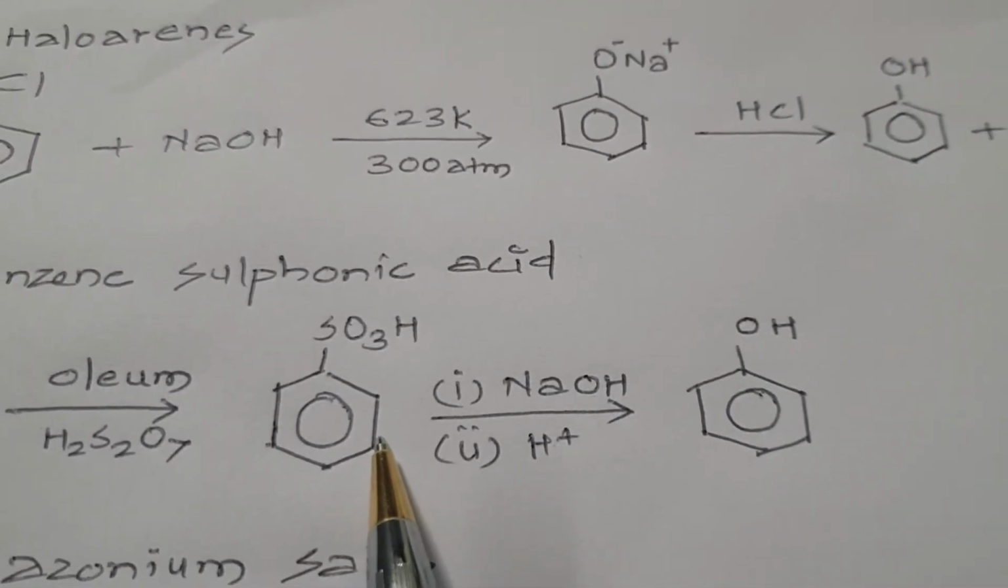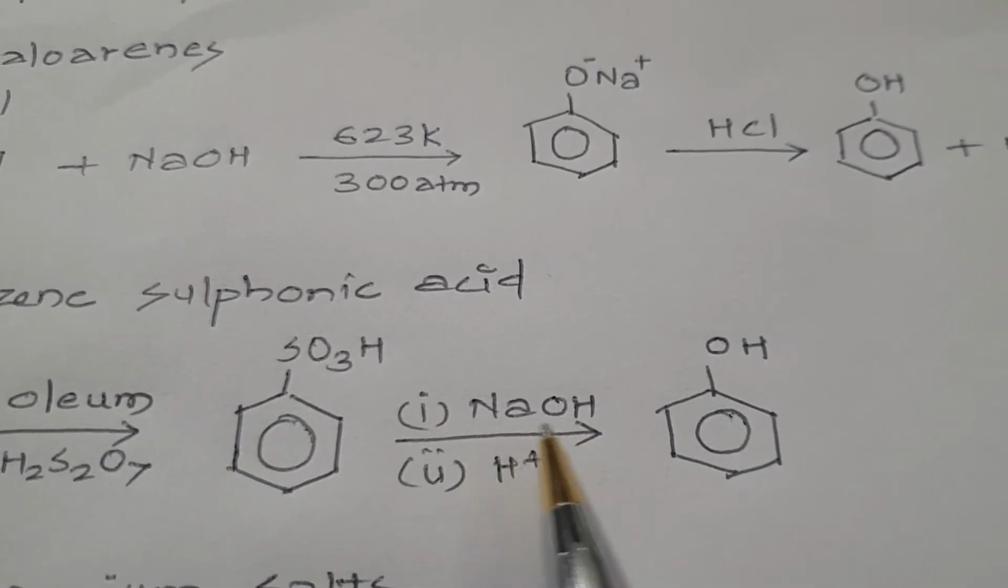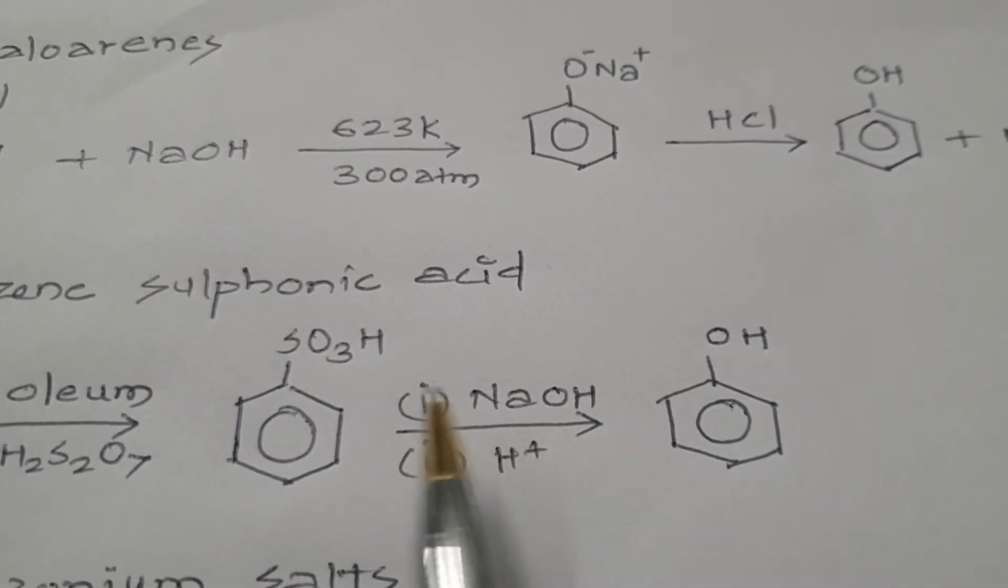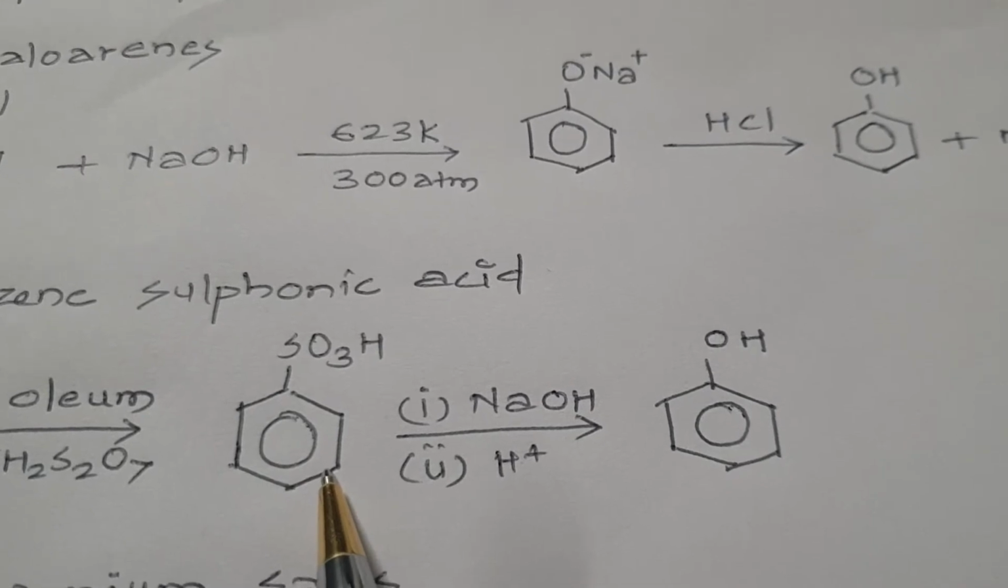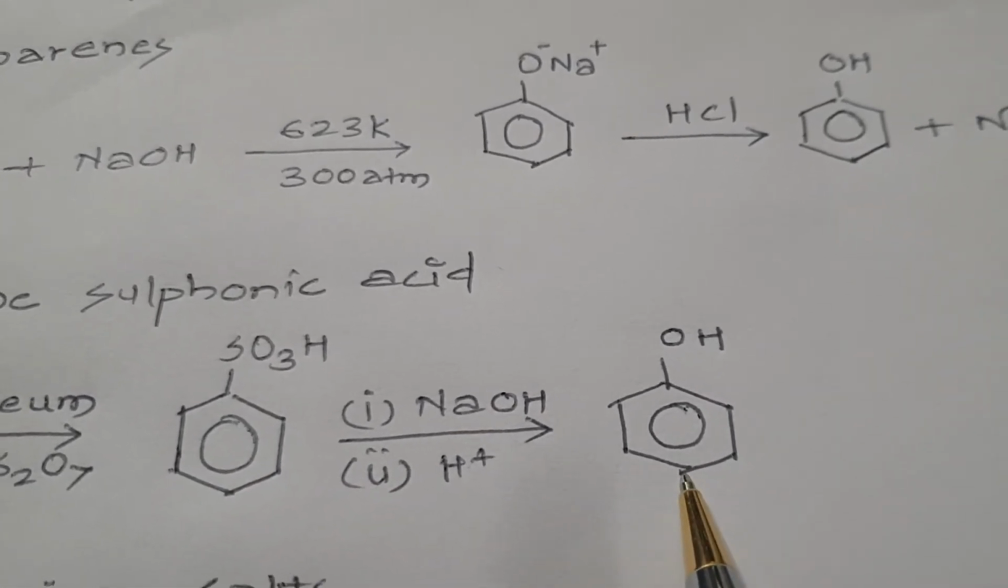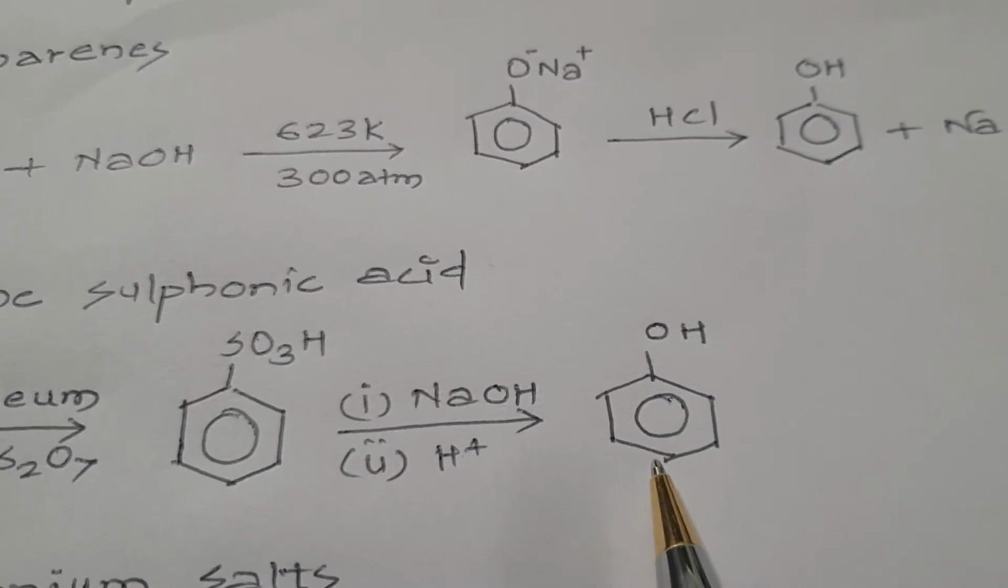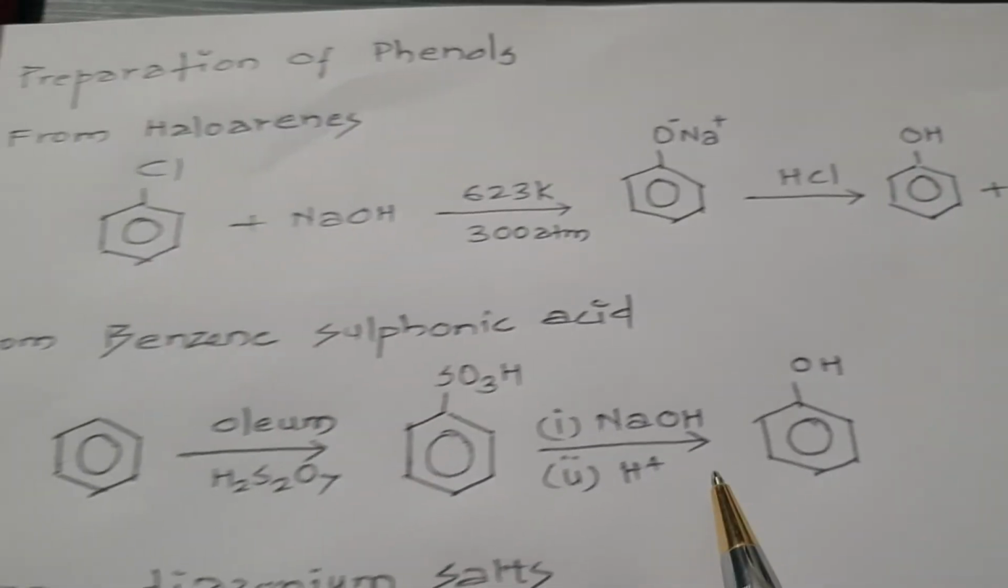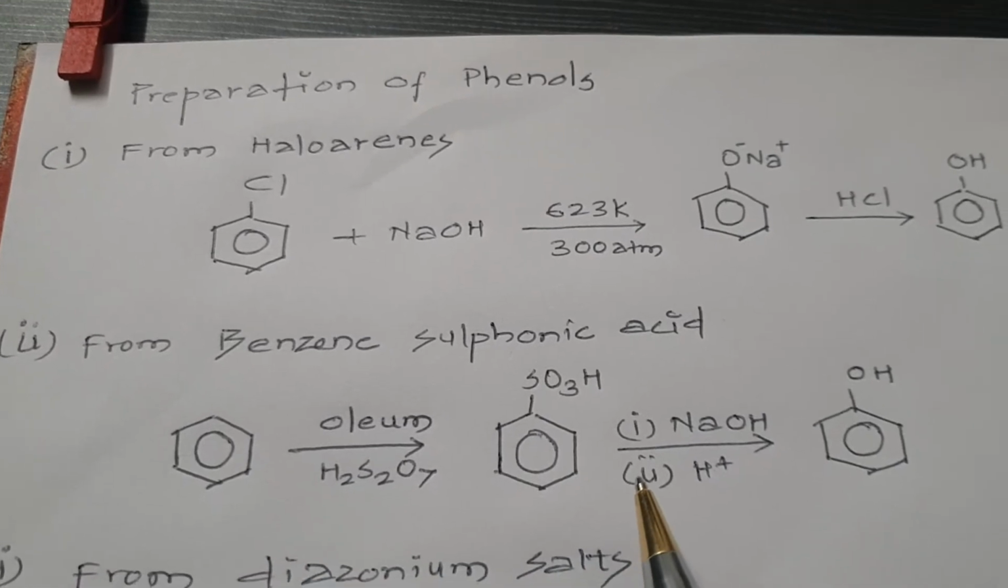Benzene sulfonic acid further reacts with sodium hydroxide to first give you sodium phenoxide, and then it is treated with the acid to give you phenol. So this is the second method used in the preparation of phenol.